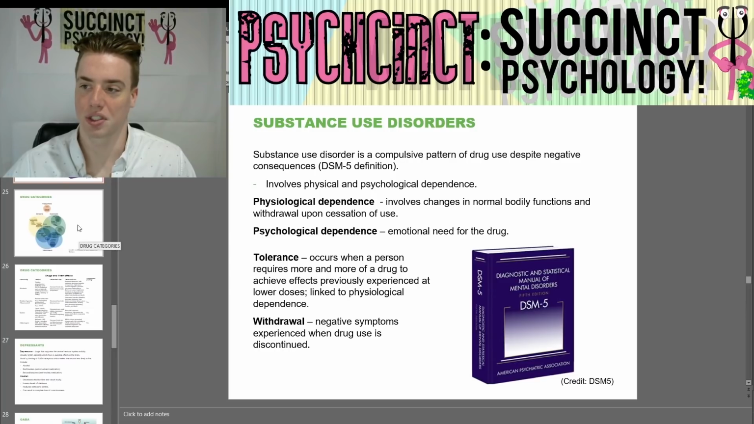So going on from sleep disorders, we have substance use disorders. Substance use disorder is a compulsive pattern of drug use despite negative consequences. That's the DSM-5 edition. It involves physical and psychological dependence on the drug. Physiological dependence involves changes in normal bodily functions and withdrawal upon ceasing, stopping of use. And a psychological dependence is an emotional need for the drug.